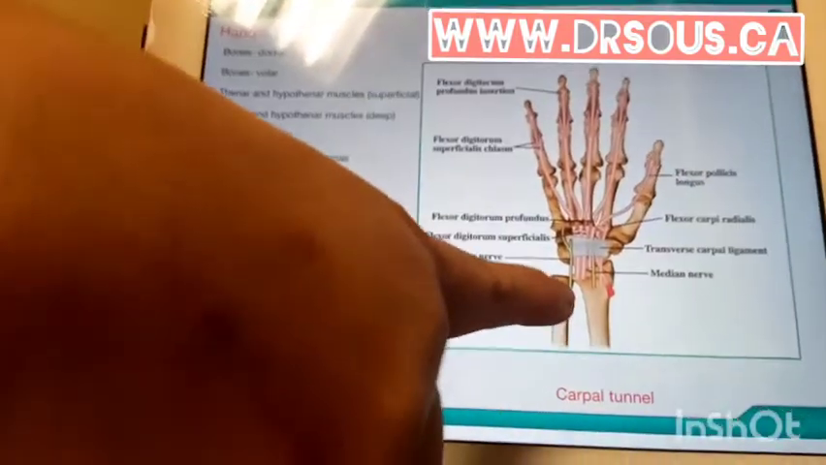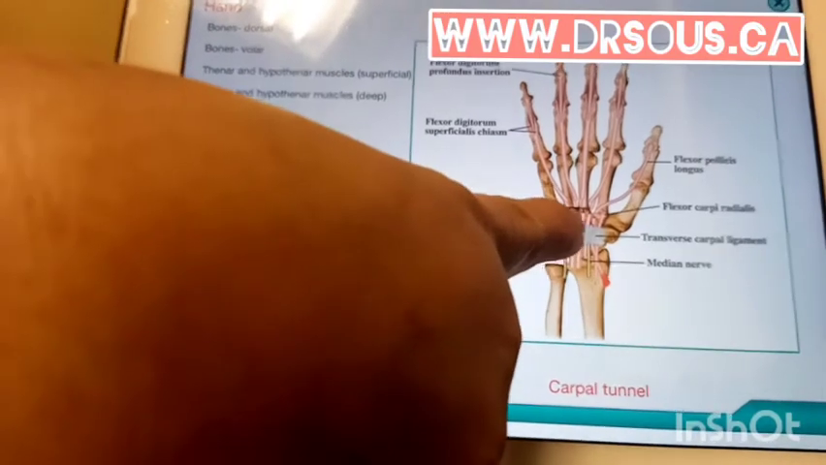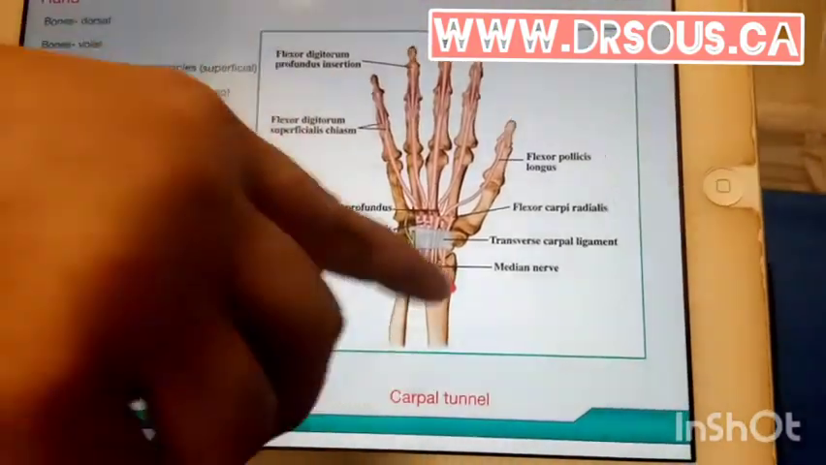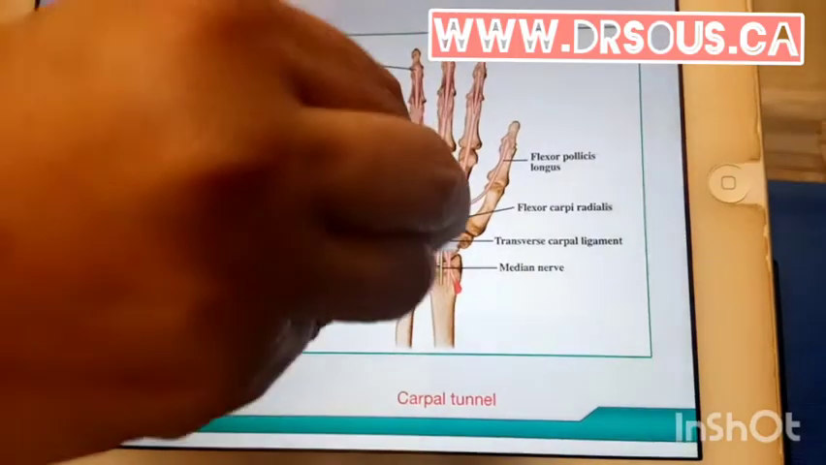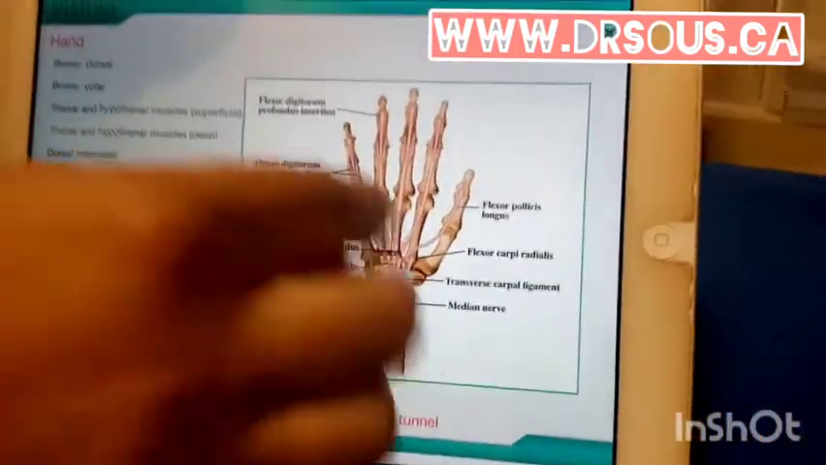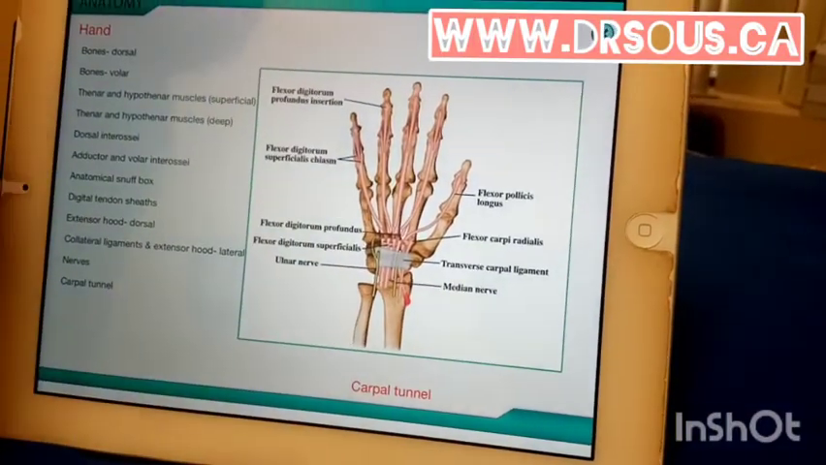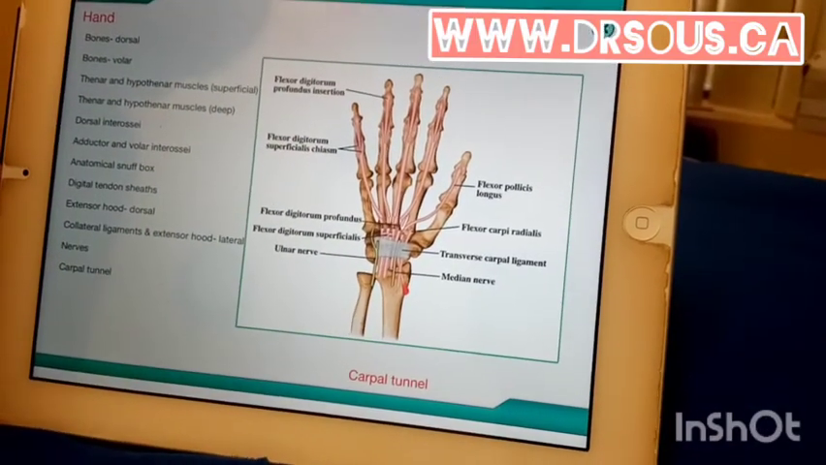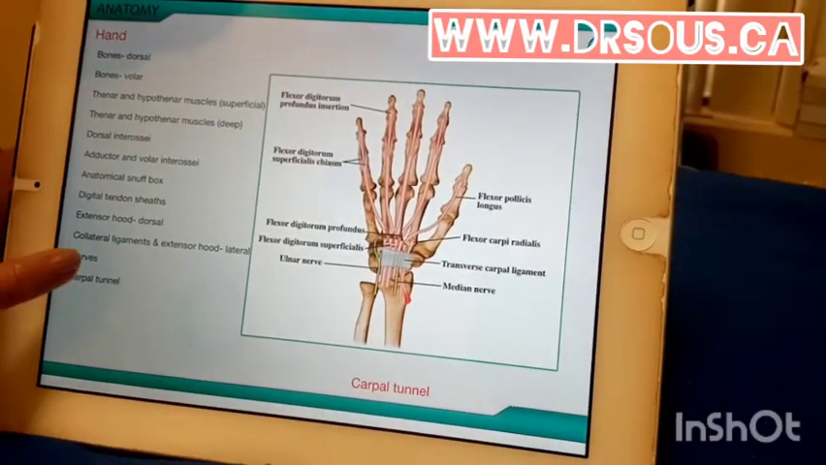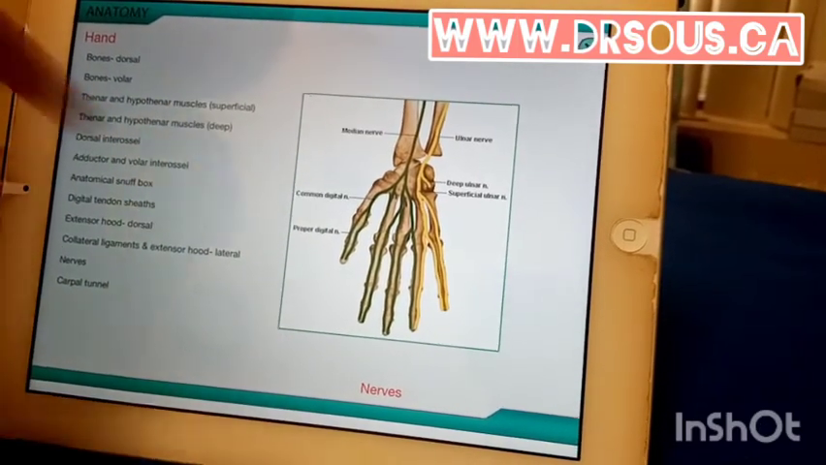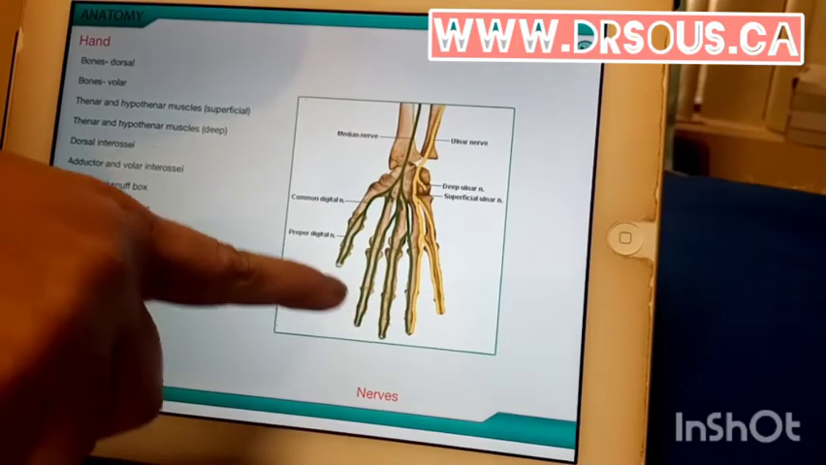Why carpal? Because it's in the carpal area. Why transverse? Because of the direction that it is attached. So the medial nerve is coming under this and between the carpal bones that are here. So when the person does a lot of repetitive movements of the wrist, this area gets very tight, very swollen, and the medial nerve is going to be squished between the transverse carpal ligament and the bones of the carpal area. So this is why the person is going to feel numbness, tingling, pain in all this area of the fingers.